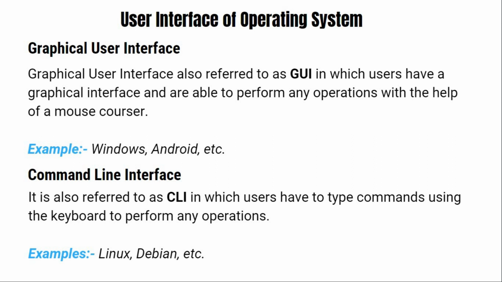We can classify operating systems on the basis of their user interface. Basically, there are two types of user interface, GUI and CLI. GUI stands for graphical user interface, in which the user is able to perform operations with the help of a mouse or cursor. On the other side, CLI stands for command line interface, in which the user has to type different commands using their keyboard to perform any action or activity. Windows or Android is a good example of a graphical user interface, and on the other side, Linux is a CLI interface. So let's see.